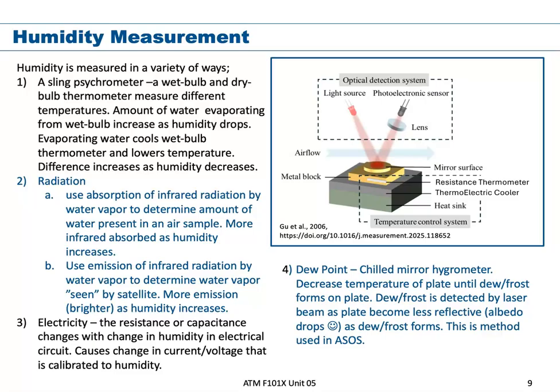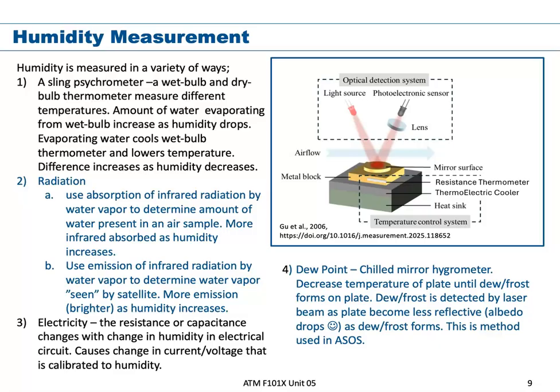Once the mirror cools to the dew or frost point, water condenses or ice forms on the mirror. Now the reflectivity of the mirror is reduced and the signal detected by the sensor decreases. The temperature where the signal decreases is recorded as the dew or frost point.